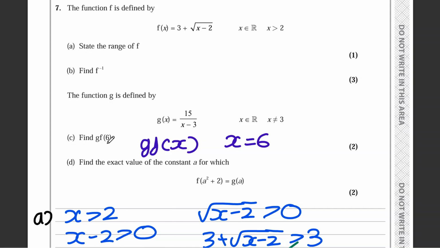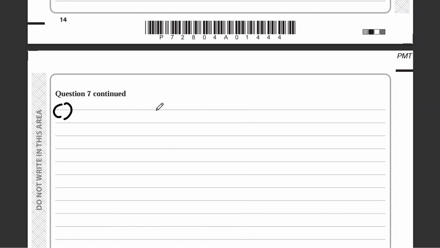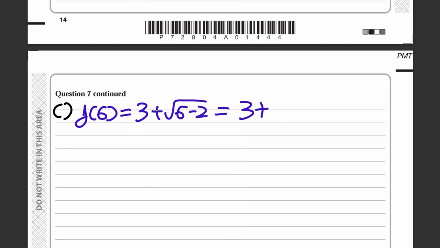Actually, the shorter way you can do it is this gf of 6. What you can do is, f of x is equal to 3 plus the square root of x minus 2. You can first find f of 6, so sub in x is equal to 6 into f of x, so f of 6 is equal to 3 plus the square root of 6 minus 2. 6 minus 2 is 4, and then the square root of 4 is 2, and then 3 plus 2 is 5.